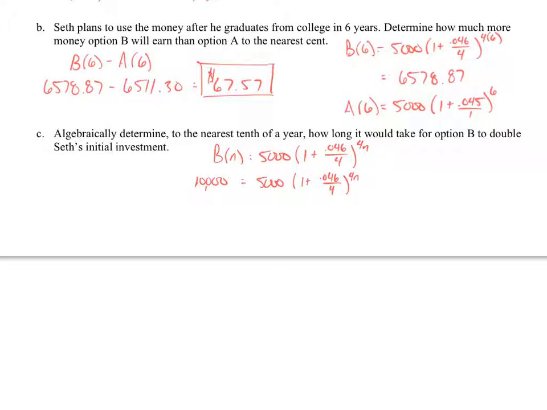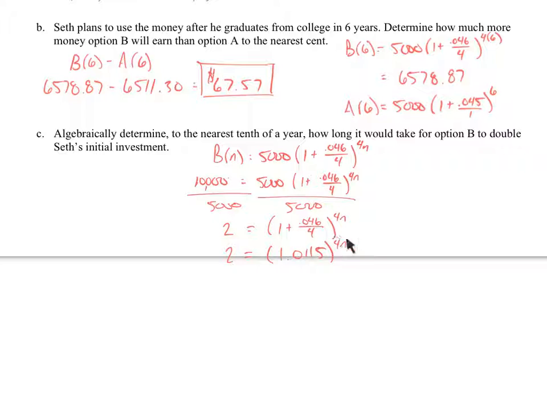Now, when it doubles our initial investment, he's going to end up with $10,000. So $10,000 equals 5,000 times 1 plus 0.046 divided by 4, to the 4n power. In order to solve for n, we want to unlock this exponent. We can't do that until we get rid of the base, and we can't get rid of that base until we eliminate this 5,000. So I'm going to use division to get rid of that $5,000. And when we divide 10,000 by 5,000, we get 2. Now we have 1 plus 0.046 over 4, to the 4n. Now it might be easy for us to simplify that. So I'm going to rewrite this just so that we don't have to keep writing that addition problem, because 1 plus 0.046 divided by 4 is 1.0115, to the 4n.